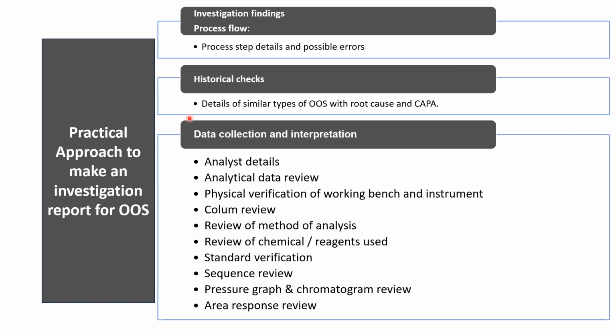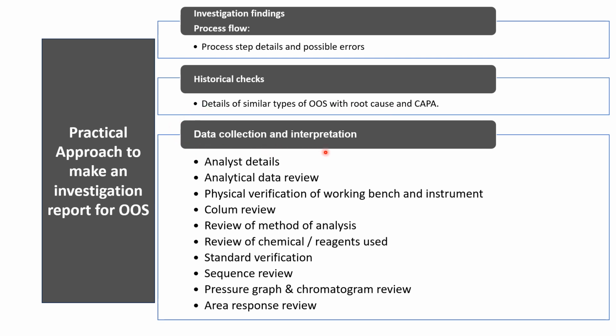Here you need to provide the details of similar types of OOS with root cause and CAPA. You can consider the last 2 years of data to check for the same type of OOS and provide the details. Also elaborate the batch history record for any OOS or discrepancy observed in the API or excipients used during manufacturing of the product for which the OOS result was observed.